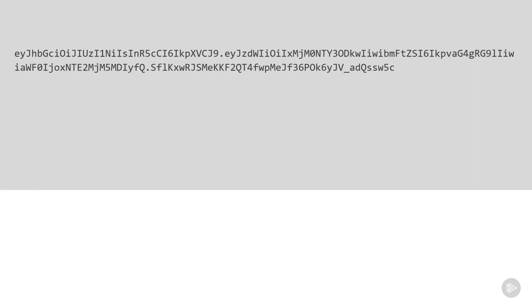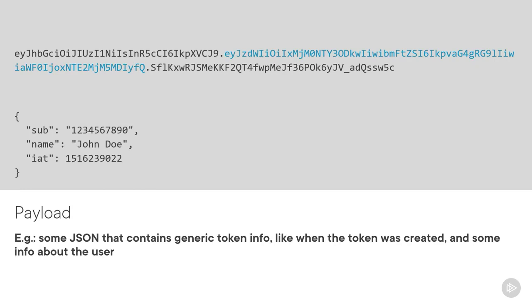A token typically consists of three things. A payload, for example a piece of JSON that contains some generic token info, like when the token was created, and some info about the user, like a username or email address.